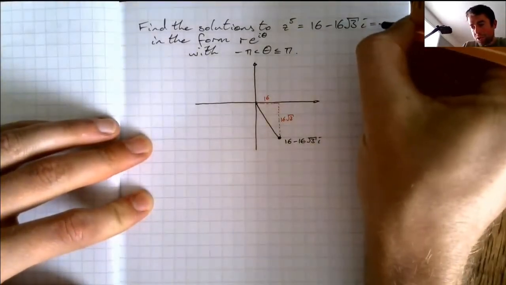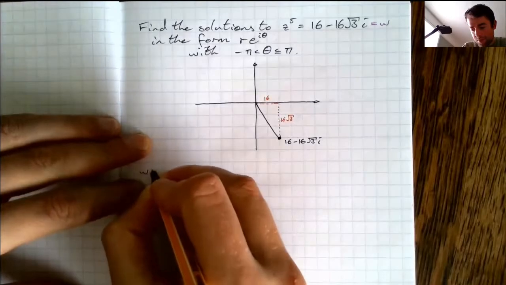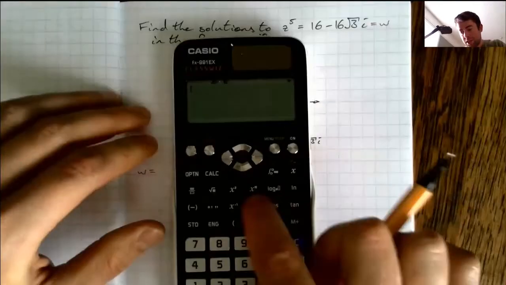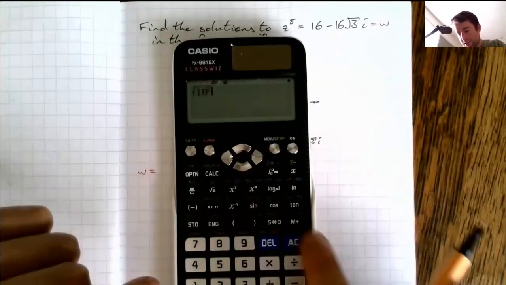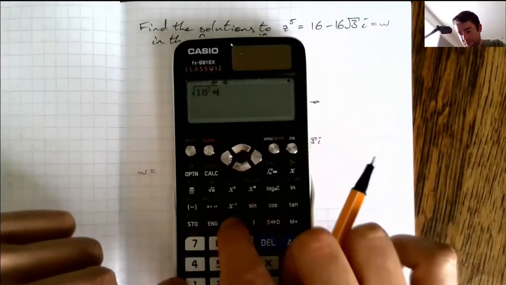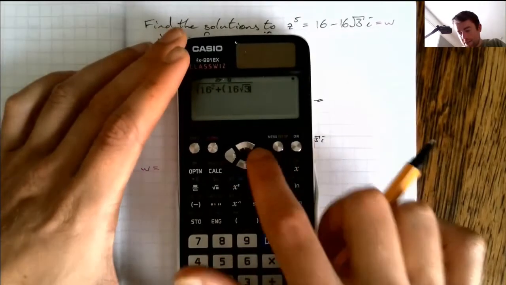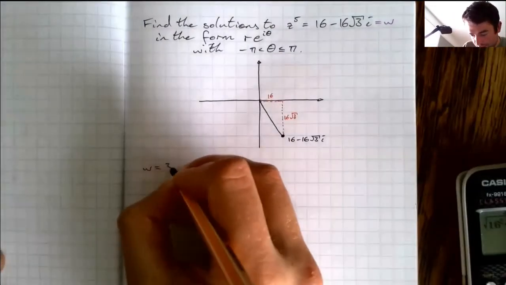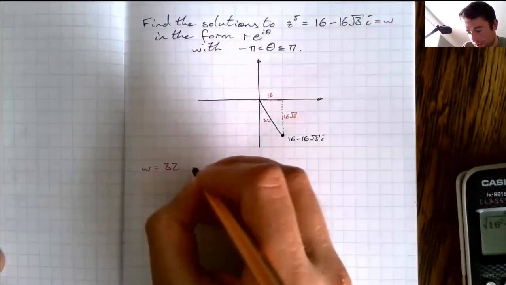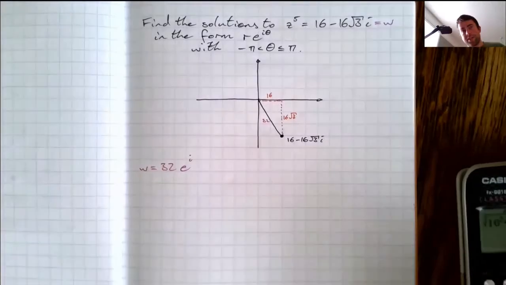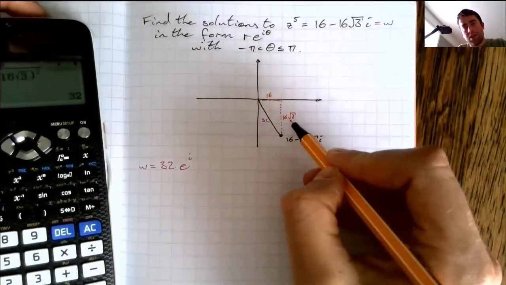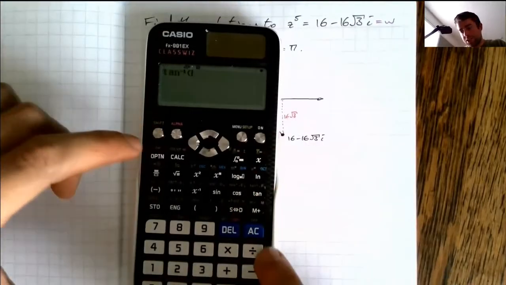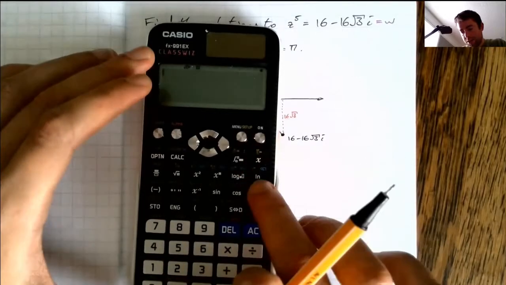We have this, which I'm going to call W. We find its modulus and argument. I'm going to do that on a calculator because they're slightly bigger numbers. We've got 16 squared plus 16 root 3 squared gives 32. Lovely. That length there is 32. And the argument is going to be the inverse tan of 16 root 3 over 16. Well, 16 root 3 over 16 is just root 3.